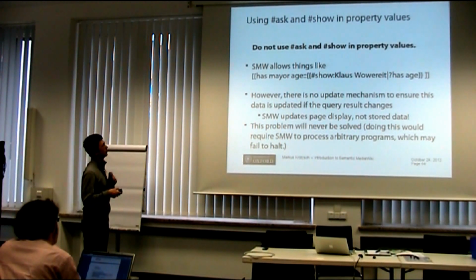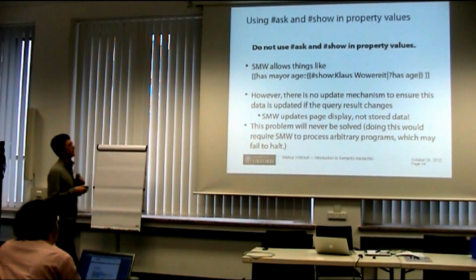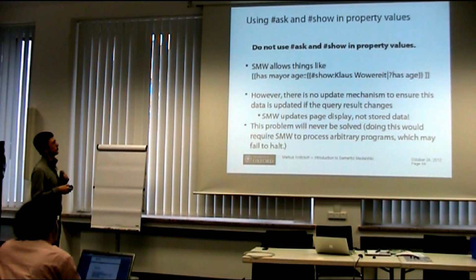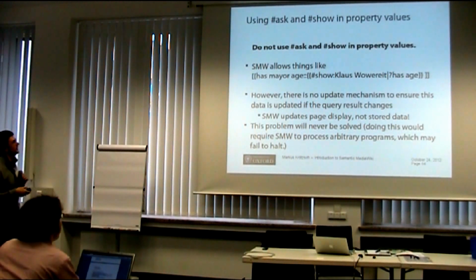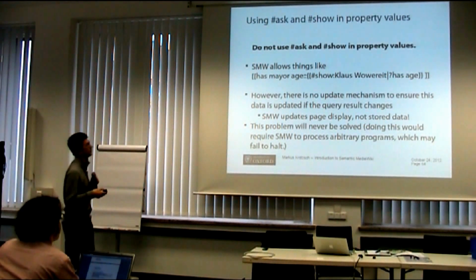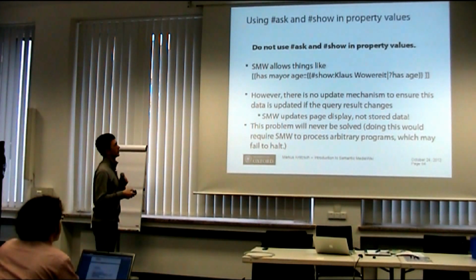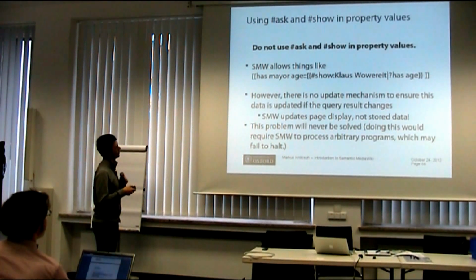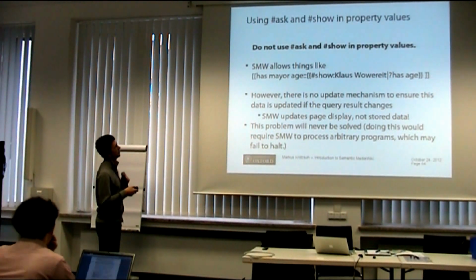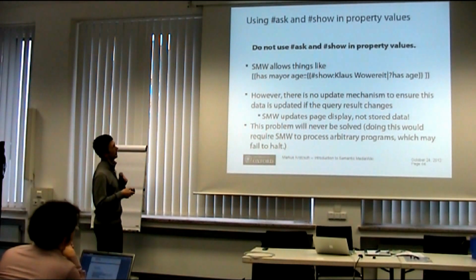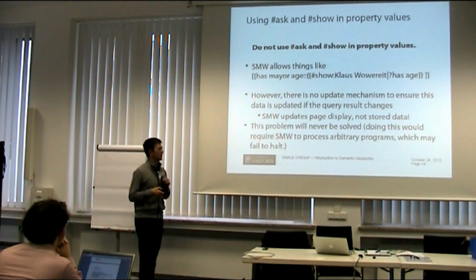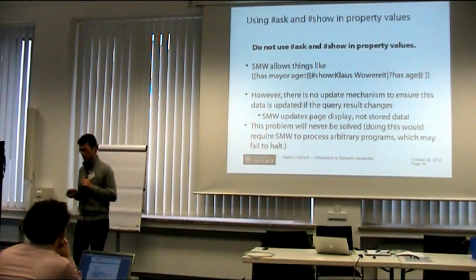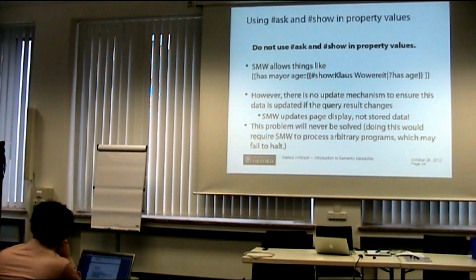Briefly, I don't have much time left, but do not use ask and show in property values. It is possible to do something like this. You can say the property has mayor age is set to the value returned by this show query to has age of Klaus Wowereit. Yes, you can do that. It's going to give you a headache. We don't support it because simply there's no update mechanism for it.